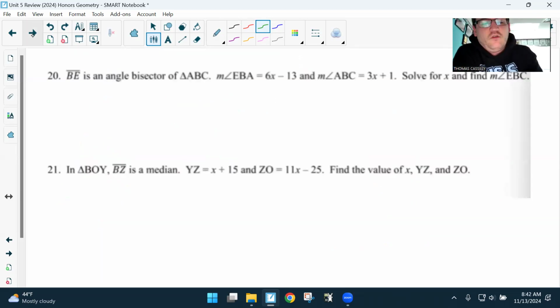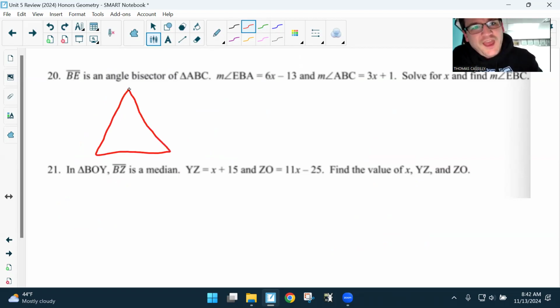BE is an angle bisector of triangle ABC. So here's what I'm going to do. I'm going to draw triangle ABC here. I don't really know where A, B, and C are, so I'm just going to put A right here, B right here, and C right here. It says BE is an angle bisector. Nowhere on here do I see a point E. All I know is BE is bisecting an angle.